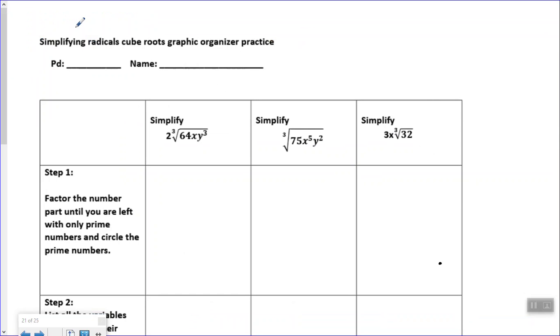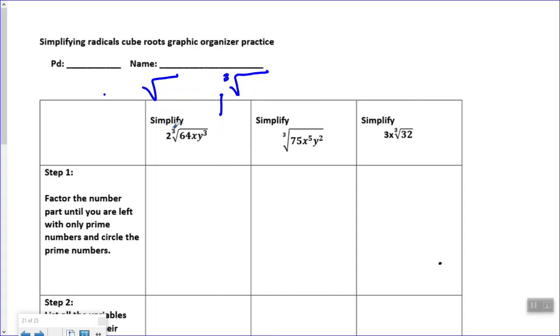In this video, we are going to go over how to simplify cube roots. So for square root, you have this radical symbol. But for cube root, you have the radical symbol with this small 3. So these problems are cube roots because you see this small 3 here, here, and here.